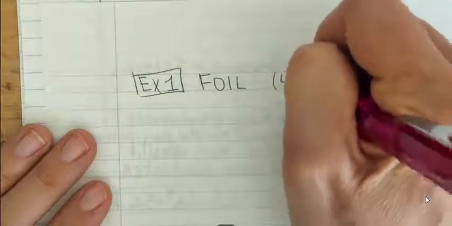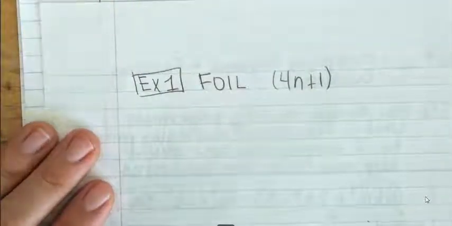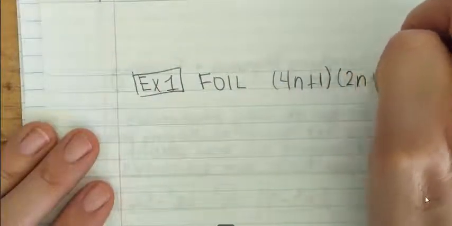So another example, we'll call this one example 1 because I'll give you some directions here. So the directions are to FOIL, and you're going to do 4n plus 1, and then 2n plus 6.